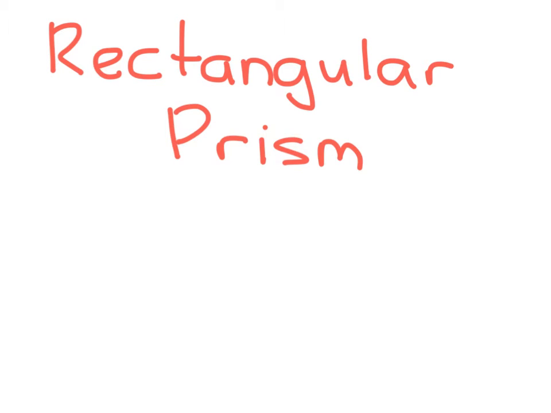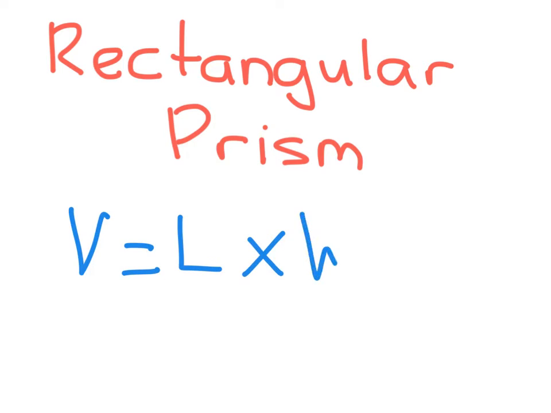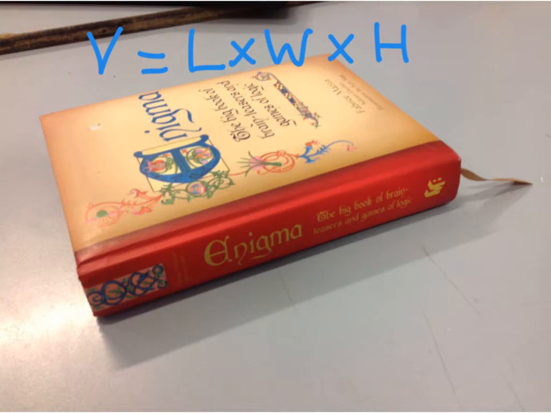Today, I'm going to be working out the volume of a rectangular prism. We know that the volume is calculated by multiplying the length by the width by the height. Today, I'm going to try and work out what the volume of my Enigma riddle book is. First up, I need to work out the measurements of my book.